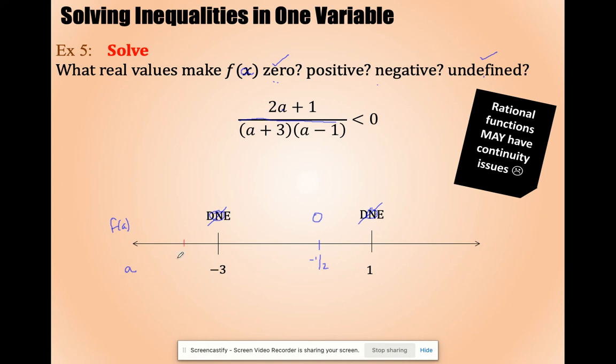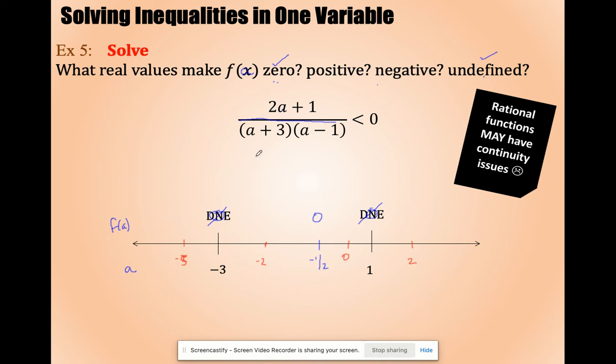So pick a number below -3. Why did I write -2? Like -4, -5, -50, don't care. Pick a number between -3 and -0.5. That's where I was thinking -2. Pick a number between -0.5 and 1, like 0. Pick a number above 1, like 2. And say to yourself, what's happening?